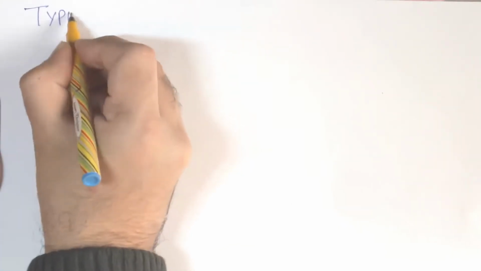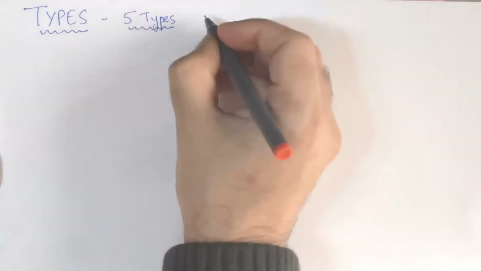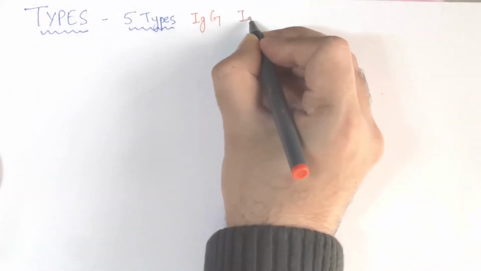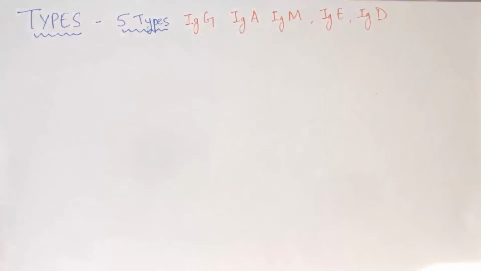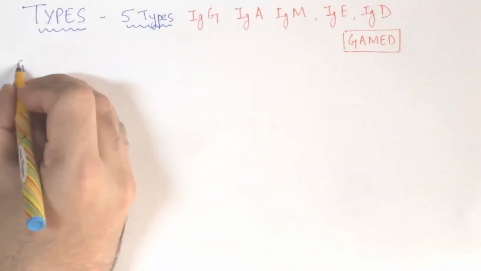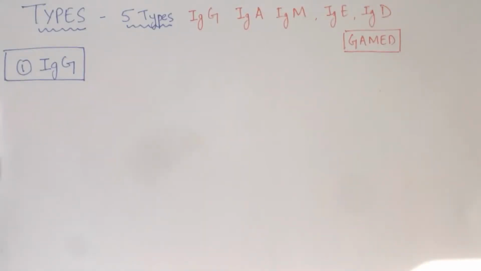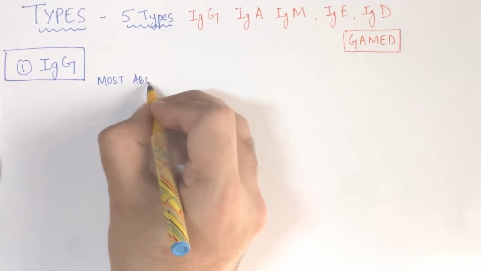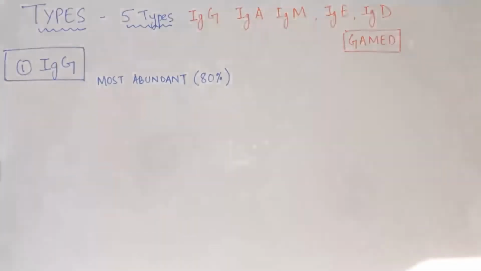Now let's talk about the various types of the antibodies. So there are 5 types of the antibodies or the immunoglobulins: the IgG, IgA, IgM, IgE and the IgD. These can be remembered by the simple mnemonic GAMED. Now first talking about the immunoglobulin G. This is the most abundant type of the antibody present in humans, and it accounts for approximately 80% of the total antibodies in the blood.